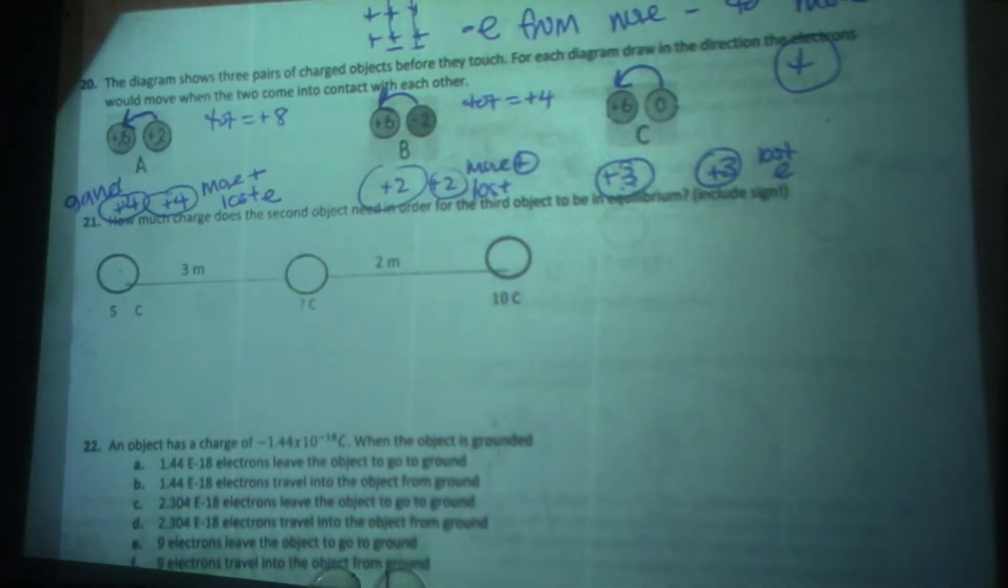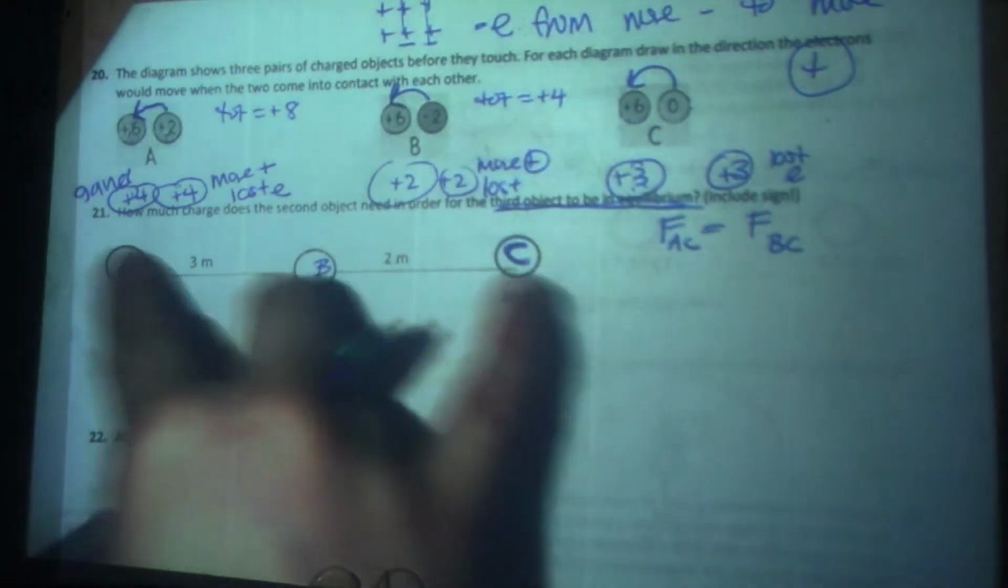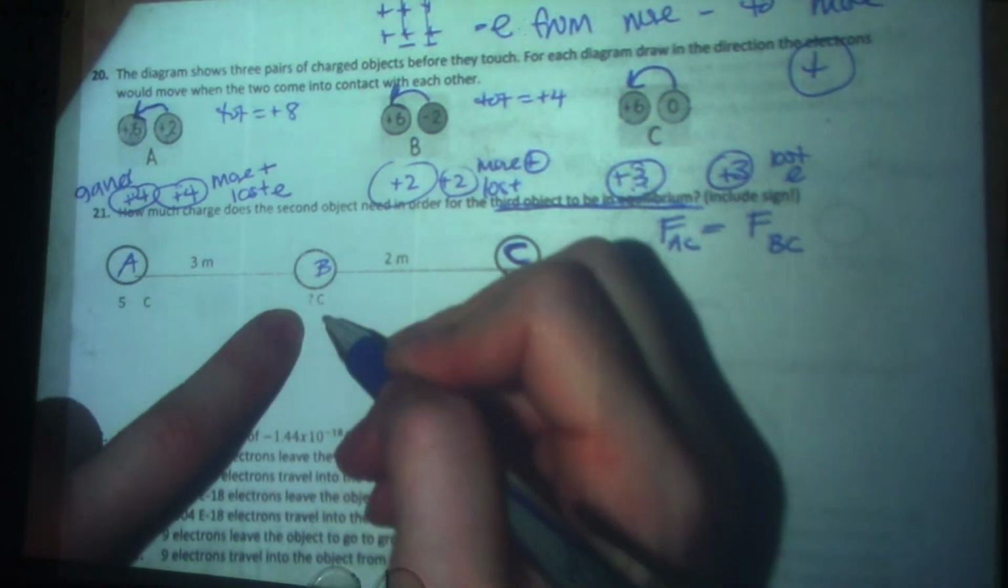Number 21, how much charge does the second object need in order for the third object to be in equilibrium? You want to pay attention to which one you want in equilibrium, so that's going to be C. So the forces that need to be equal if you want C in equilibrium are AC and BC, the 2 forces that are acting on C. Let's decide the sign of the charge first. So right now, we don't know what B is doing, because we don't know what B is.